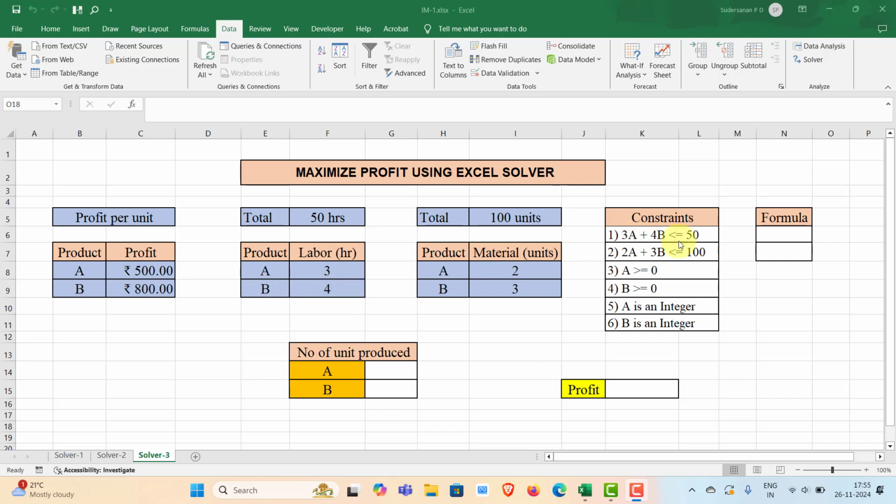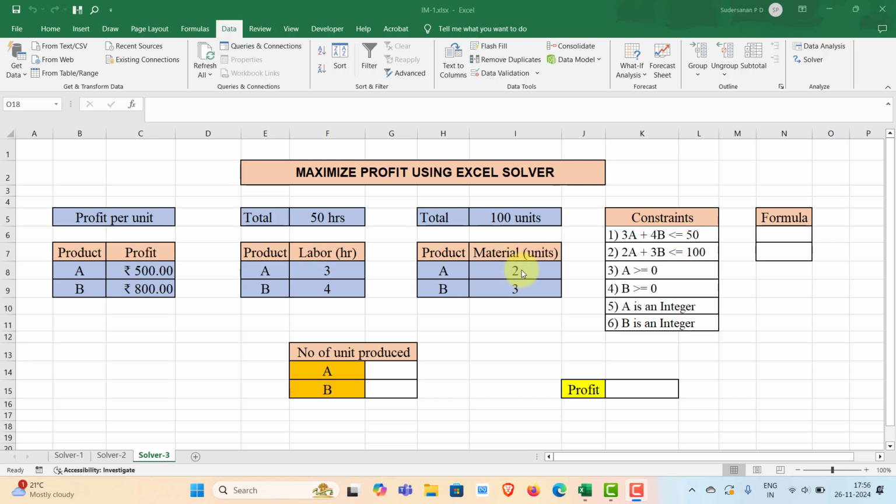So for 3A plus 4B, we have only 50 hours left, so that should be less than or equal to 50. The total hours required to produce both A and B together should be less than or equal to 50, because A requires 3 hours and B requires 4 hours. 3A plus 4B should be less than or equal to 50. It should be either 50 or less than 50. So that is the first constraint.